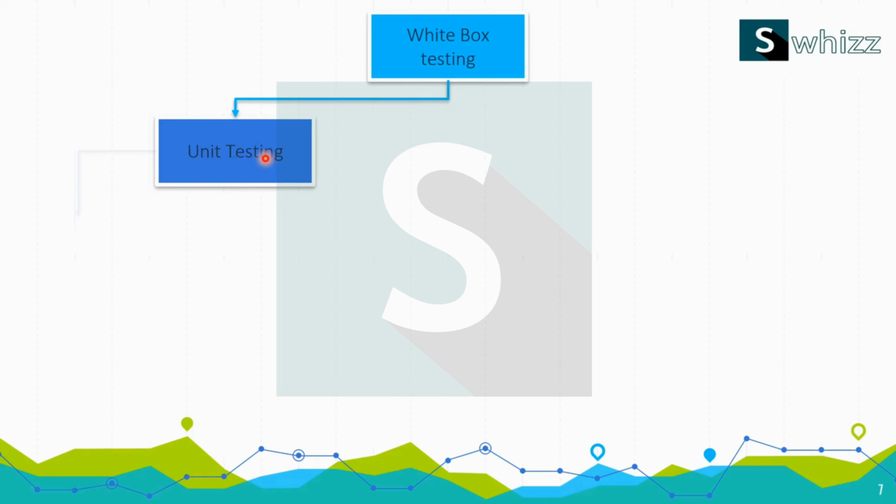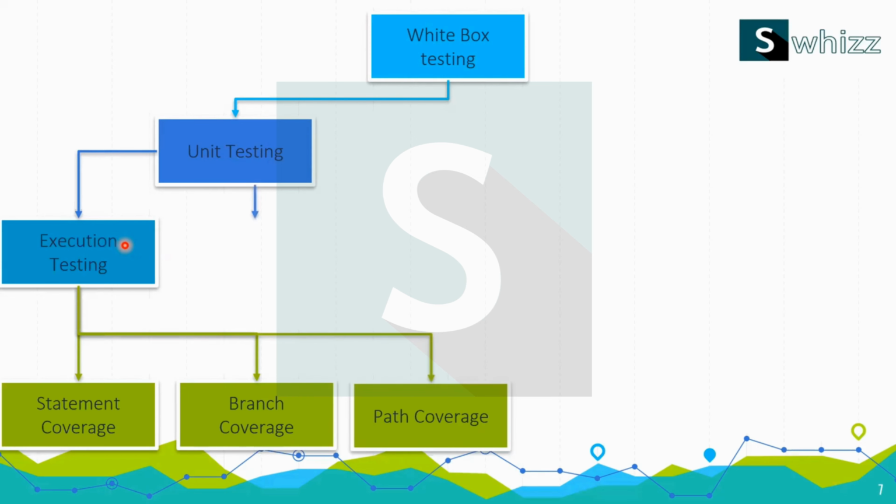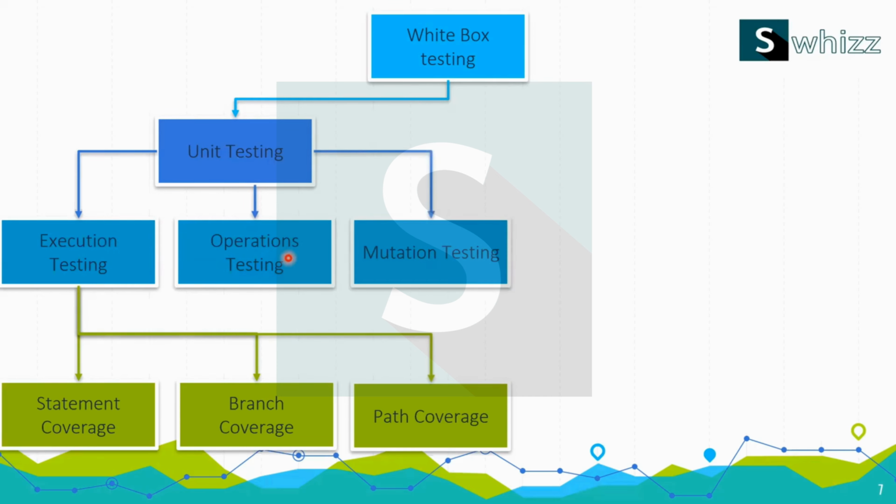As part of this unit testing, they have to make sure that execution-wise it is working fine, and that all the statements are covered in that particular module. Branch coverage should be correct, and path coverage should be correct. Intentionally they have to make some changes in the code or the logic and see how it affects the behavior. That is mutation testing. All of this will be done by the respective developer who developed that module.